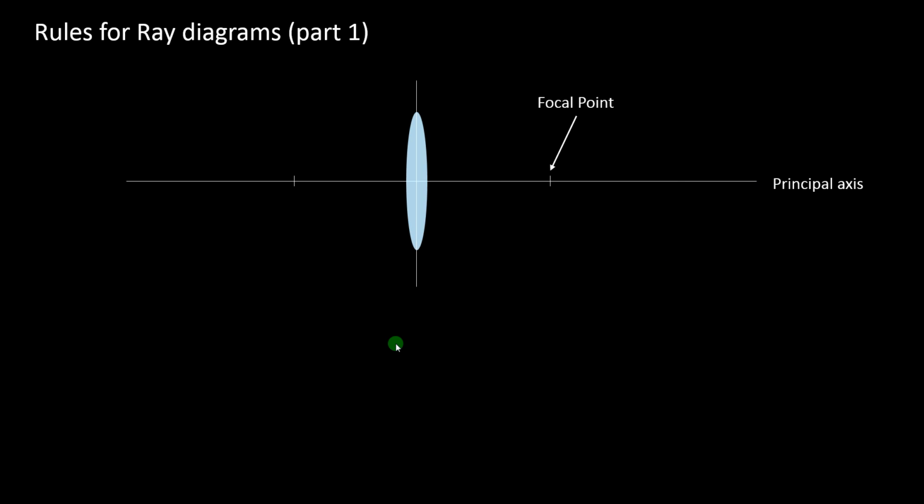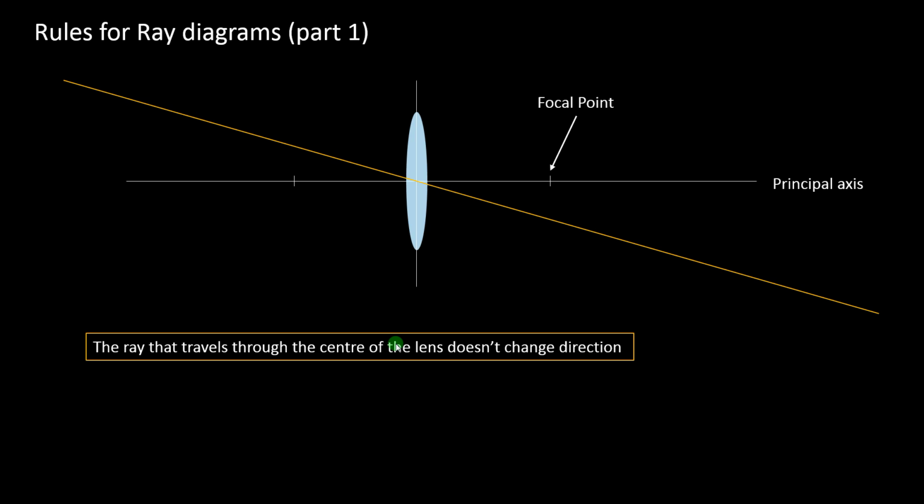Okay, so here are the rules that you need to be able to use. So we're going to colour code the rays to match the rules that are written in a particular coloured box. So the first rule we have is that any ray that travels through the centre of the lens doesn't change direction. And the basic idea of that is that if you're travelling through the centre of the lens, then the 2 surfaces you're travelling through are pretty much parallel to each other, and so there won't really be any change in direction of that ray.